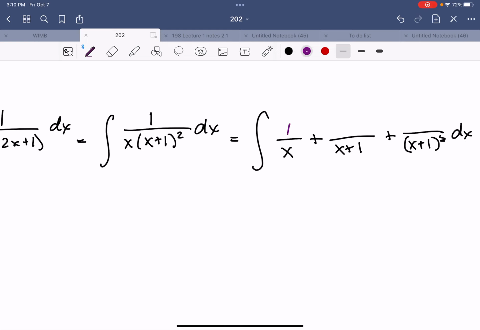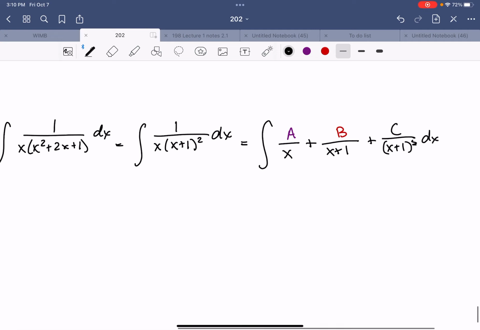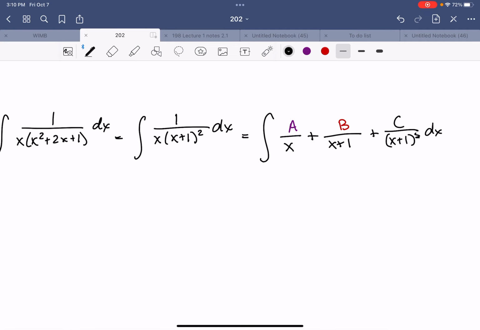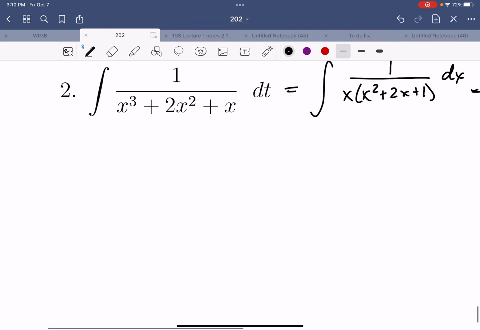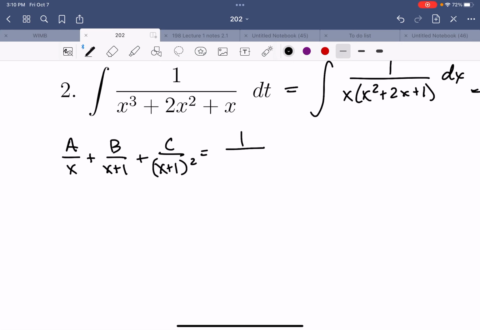And each of those gets a constant, right? Even the square, which would normally get an ax plus b, gets just a constant here because it is a repeat, right? It is a linear repeat. So I need both linear repeats, the original and the square. From here, I want a over x plus b over x plus 1 and c over x plus 1 squared to be equal to the original, which is 1 over x times x plus 1 squared.